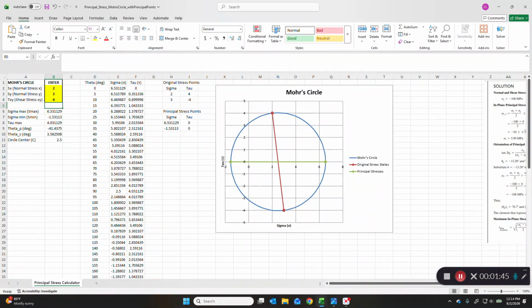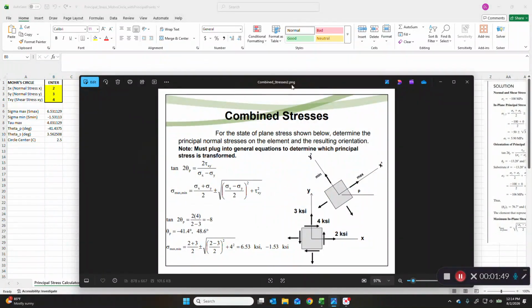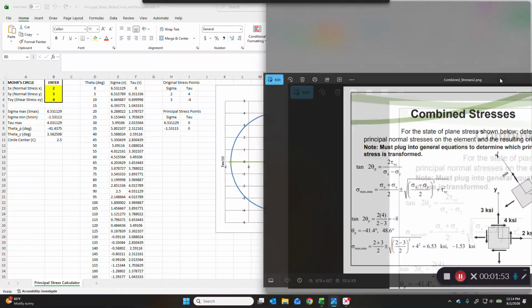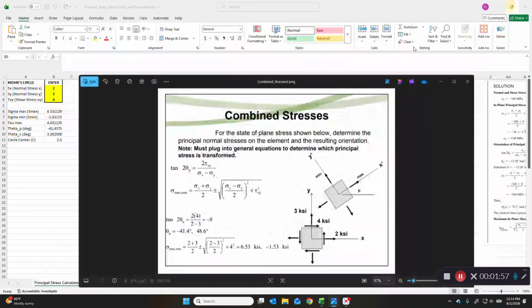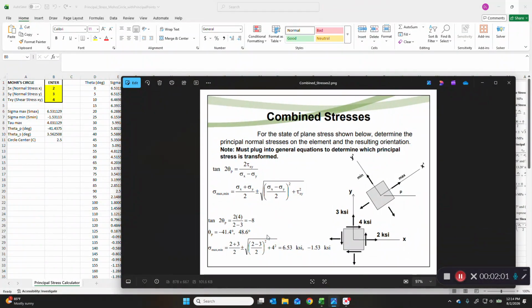And when we look at this, we can open up our problem set and display it alongside the Mohr's circle solution. It might be a little bit hard to see that, so I think I'm going to have to minimize it. And we'll do our best here, right? So let's look at the solutions first.